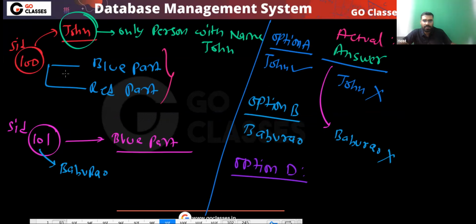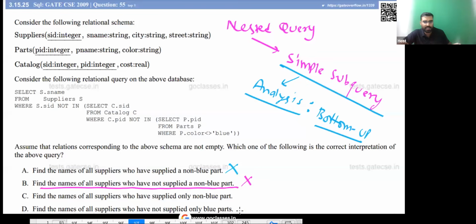For example, will this John be in the answer or not? Just tell me. In option D, will John be there or not? Did John supply only blue part? Tell me. So tell me, in option D, will John be there or not?